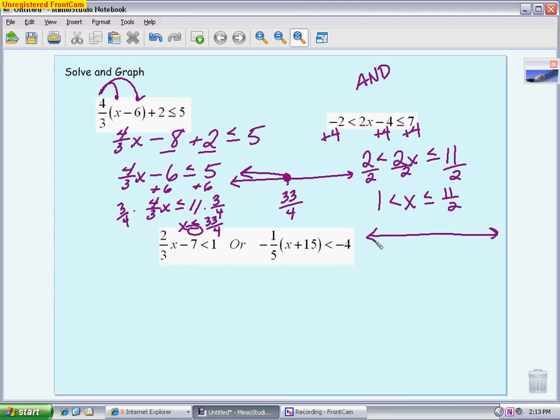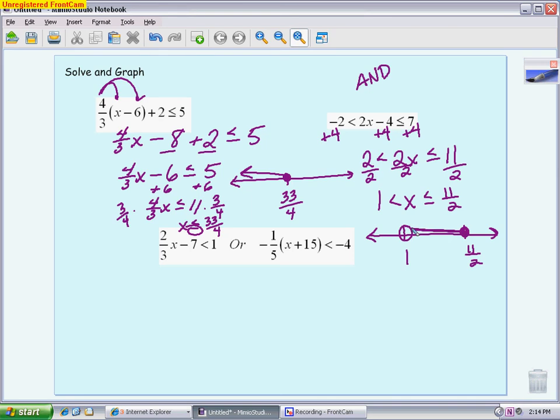On your number line, you're going to put 1 and 11 halves. I'm not going to get picky on how far apart. You don't have to put all the numbers in between. We have an open circle at 1, a closed circle at 11 halves, and we are shading or connecting in between. That tells me that any number between 1 and 11 halves, including 11 halves, would be a solution to your inequality.